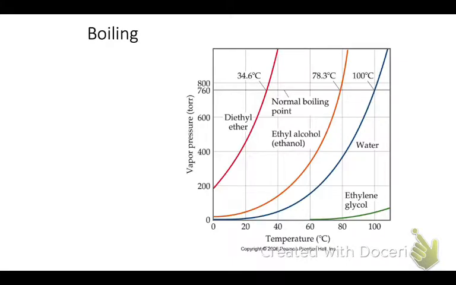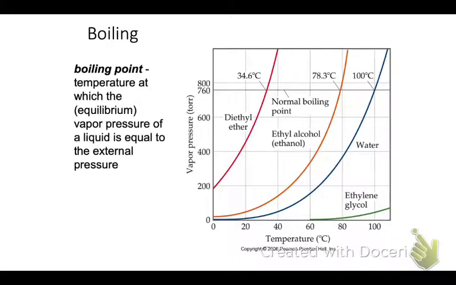All right, now let's define boiling. Boiling point is the temperature at which the vapor pressure of a liquid is equal to the external pressure, okay? So things boil when the vapor pressure starts to equal the outside pressure, which is the atmospheric pressure. Water reaches that point, the 760, water reached the 760 at 100.